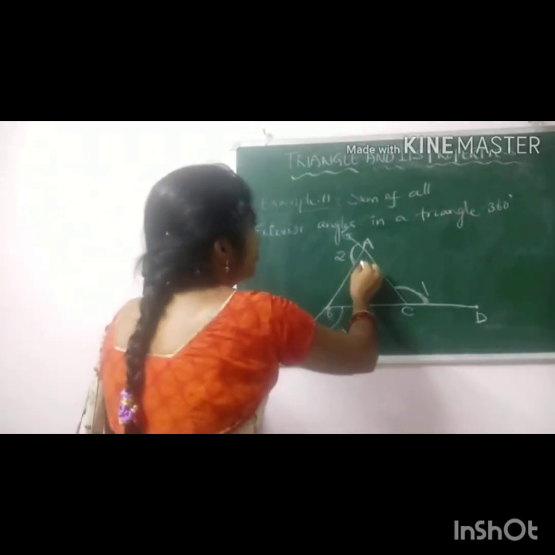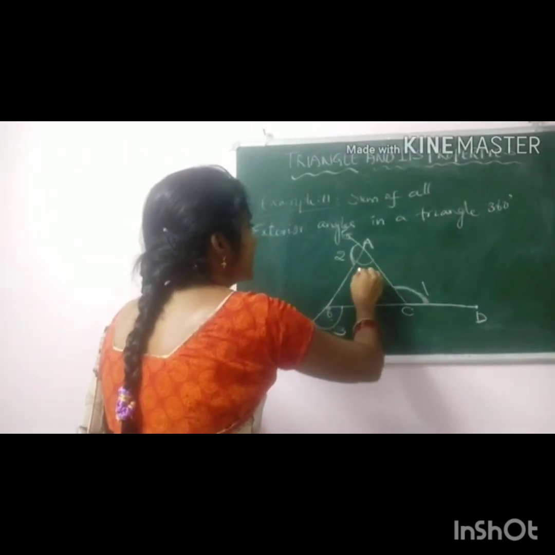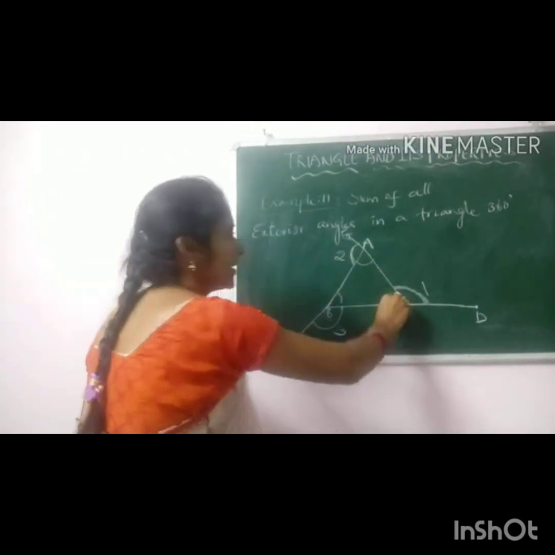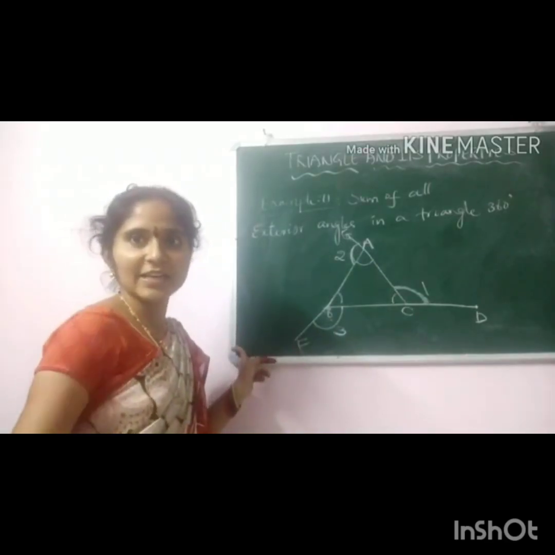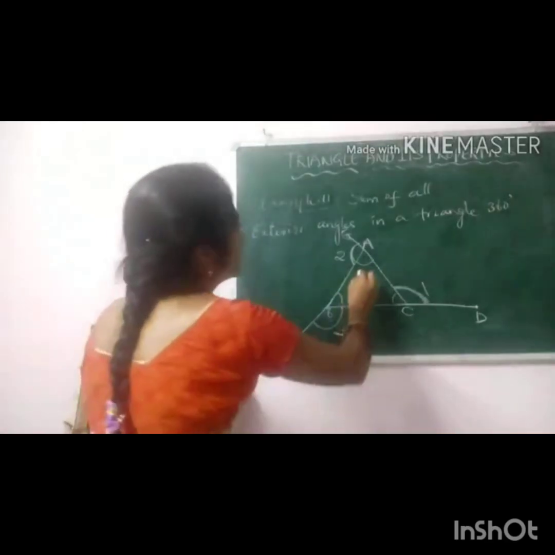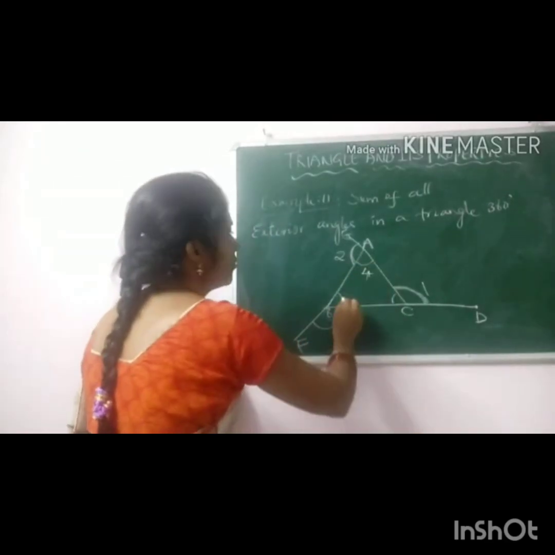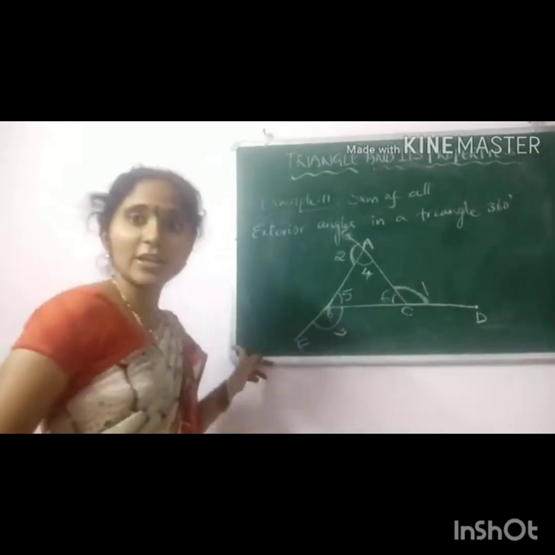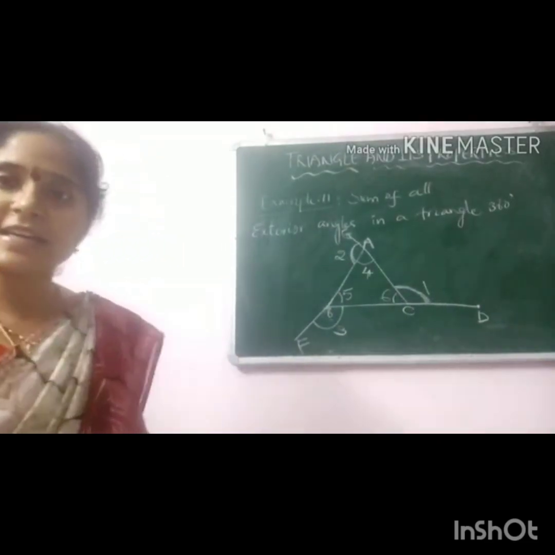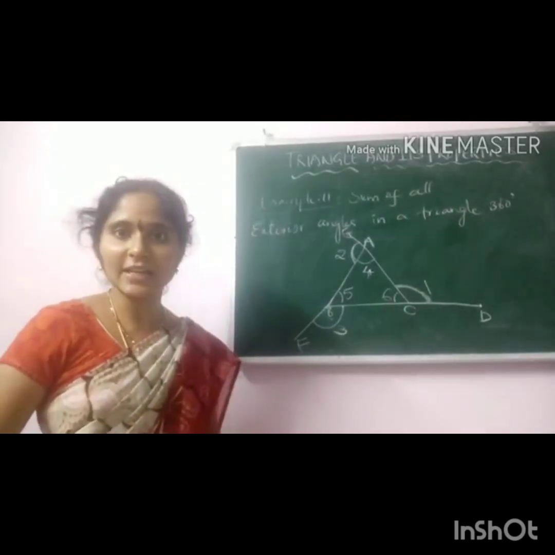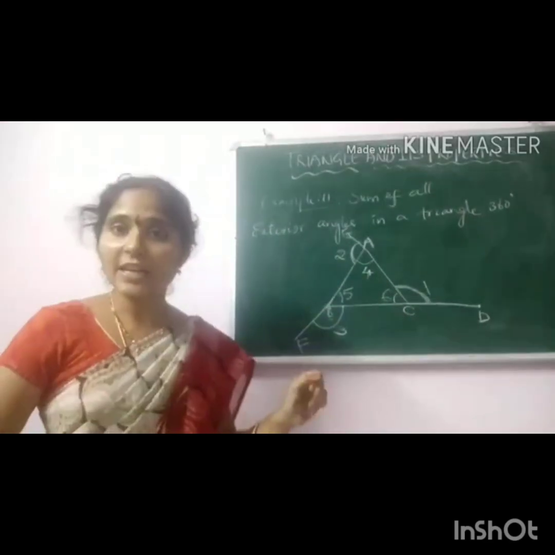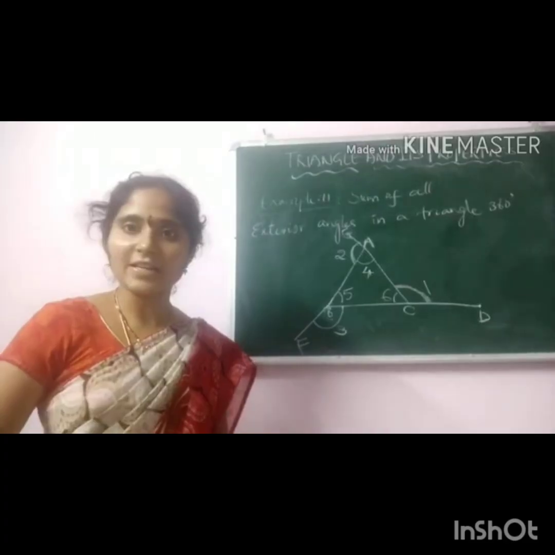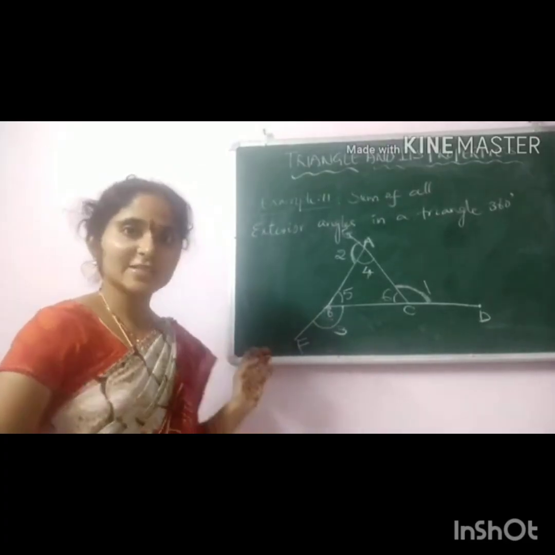Already we know interior angles. How many interior angles are formed? In a triangle, 3 interior angles are formed. So this is interior angle 4, this is 5, this is angle 6. Totally here we observe 6 angles: 3 interior angles and 3 exterior angles.